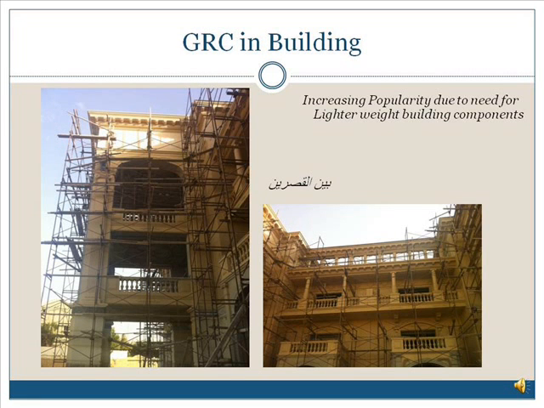As for GRC in buildings, it has gained very much of its popularity due to the need for lighter weight building components. This is a building called Bain al-Qasrain in Alexandria, also implemented by Safe Group and using the GRC produced by their factory for structural elements as well as architectural elements in this building.